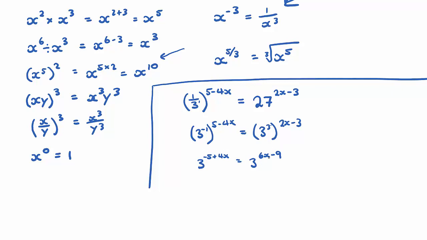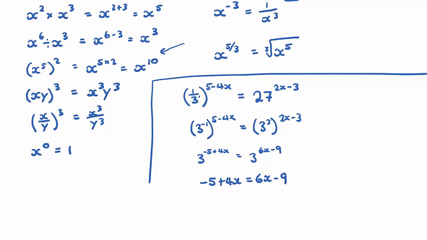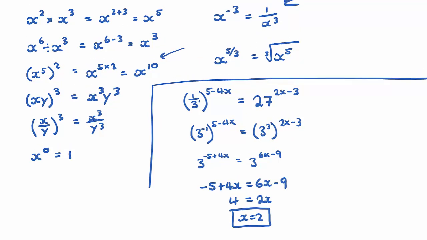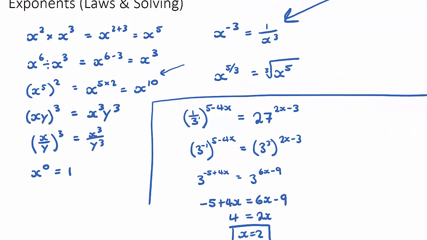Well, this must equal that. The powers must be equal to each other because I have the same base. So I can go straight to the line. Well, therefore, negative 5 plus 4x must equal 6x minus 9. Okay, now from here, I can just solve for x. I can move the 4 over as a negative, so it'll be 2x. I'll move the 9 over as a positive and add it to negative 5. And therefore, x is equal to 2. So I have solved for this value of x here in this equation. And I used some exponent laws in the process.